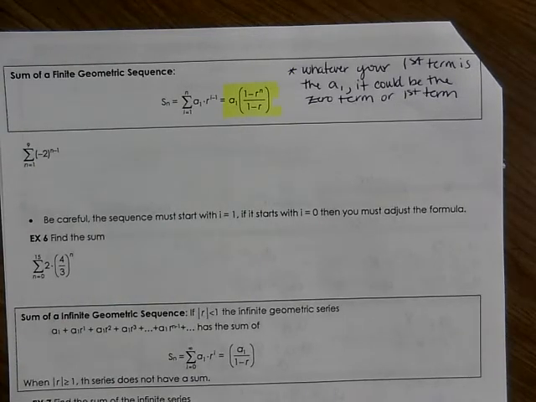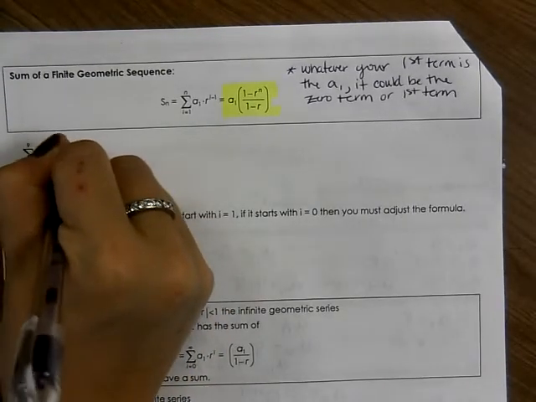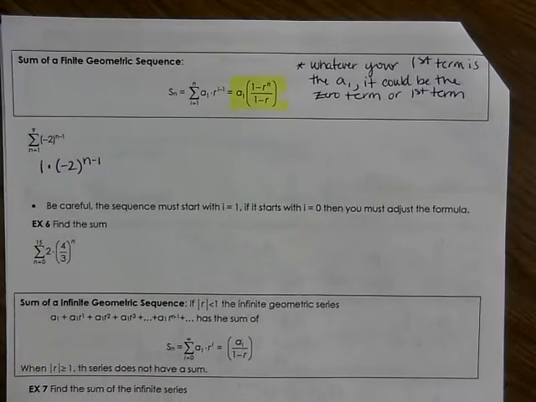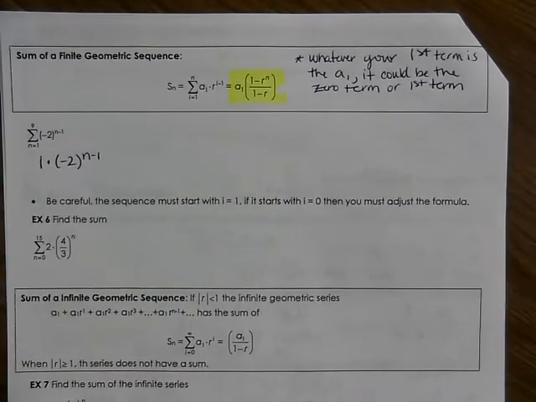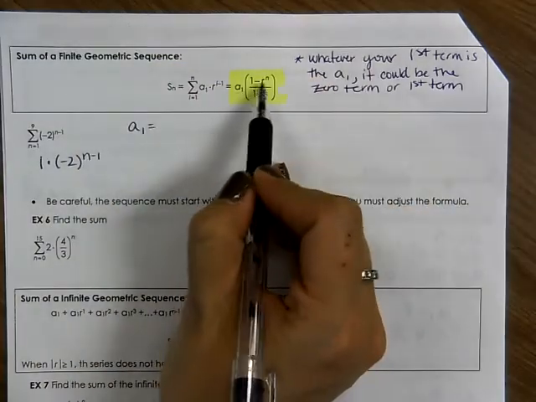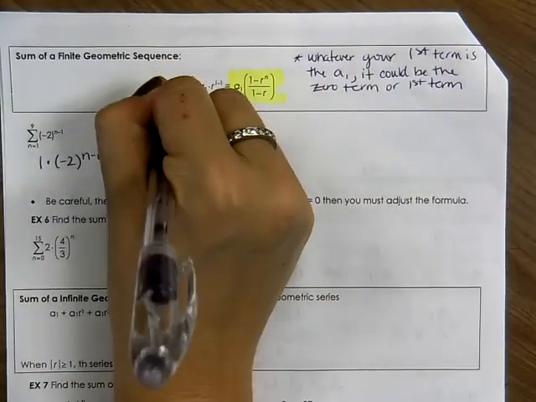1. Why is it 1? Because there's a 1 times negative 2 to the n minus 1, correct? We just don't write it that way, but the first term here is 1. So now I have a sub 1, which I need for my formula. I need a sub 1, I need r, and I need n. As long as I have those pieces, I can go right into the formula. So a sub 1 is 1.